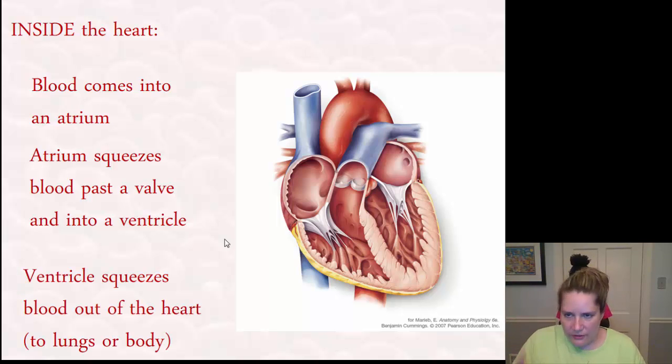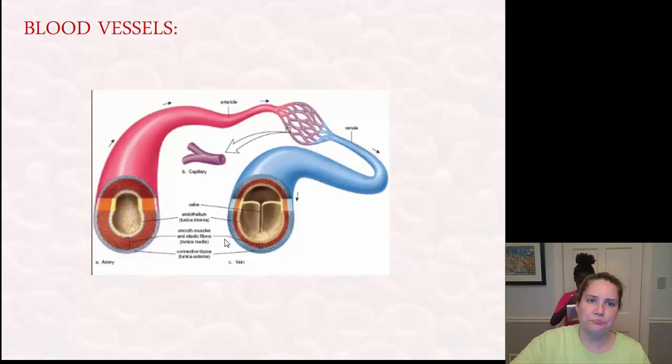And then another electrical impulse is going to get to the ventricles, and the ventricles are going to squeeze the blood out of the heart, and it's either going to go to the lungs or the body, depending on which side of the heart it's coming from.